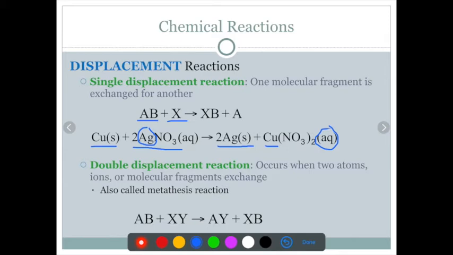Okay, then double displacement, we have two things switching. These are also called metathesis reactions. So here we have AB and XY, okay? And they switch. So A is now going to be combined with Y over here, and X will be combined with B over here. So they are switching. I always say the cations, which are A and X right here, switch their anions, Y and B. So again, we will look at the double displacement reactions a lot in this chapter.